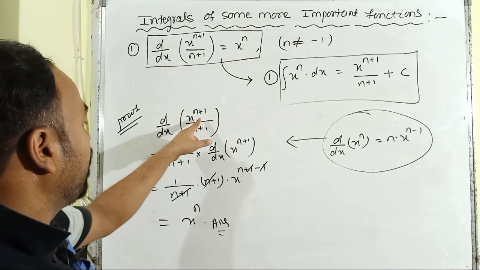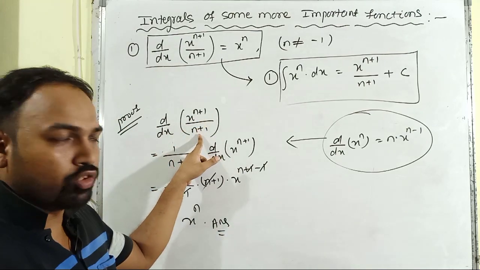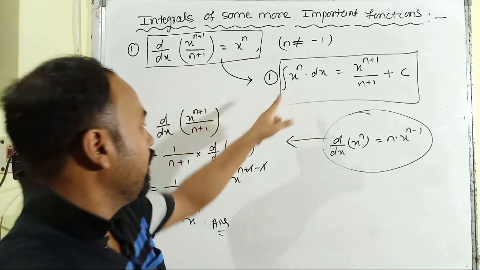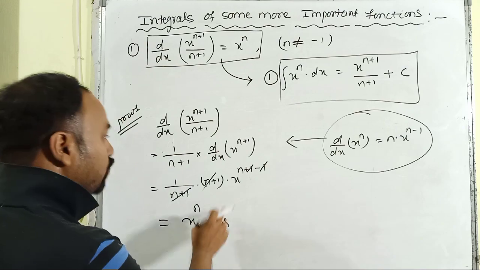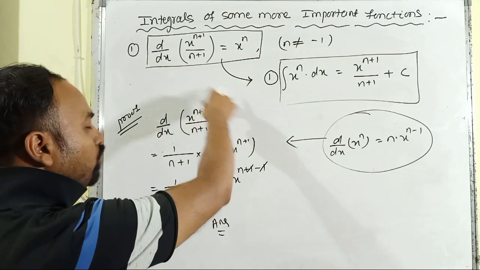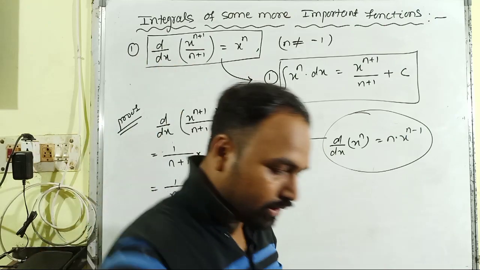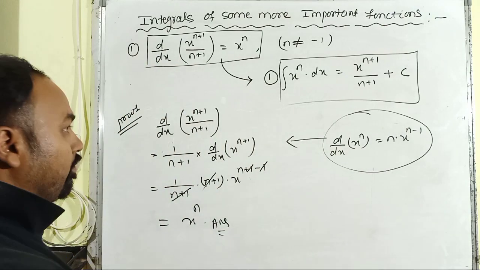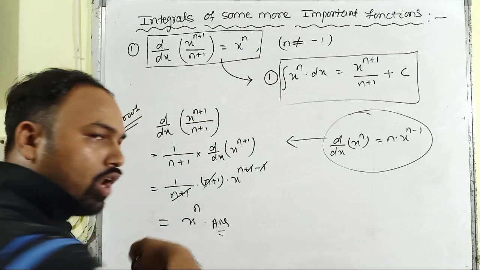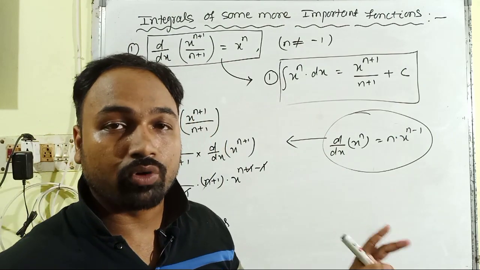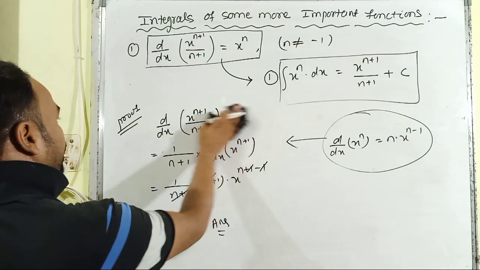And x to the power n is the derivative of x to the power n plus 1 divided by n plus 1. So by the reverse process of differentiation, we can write down the integral of x to the power n with respect to x is equal to x to the power n plus 1 divided by n plus 1 plus any constant c. So this is the first formula and a very vital formula. All of the formulas of the topic of integration are very important for the examination.